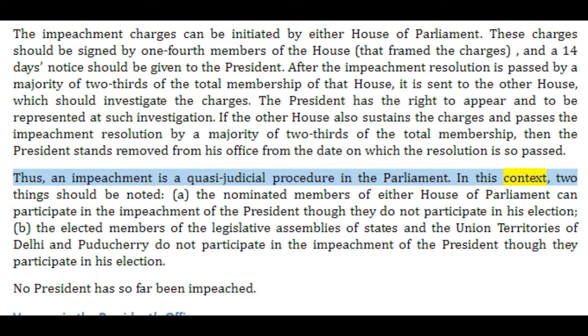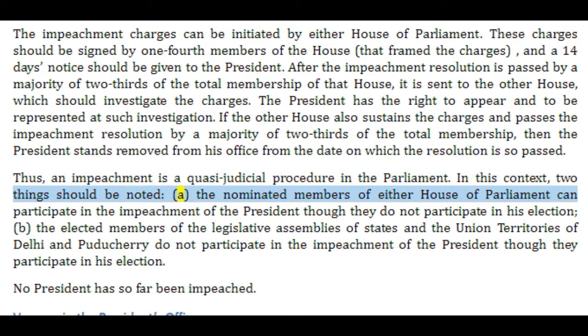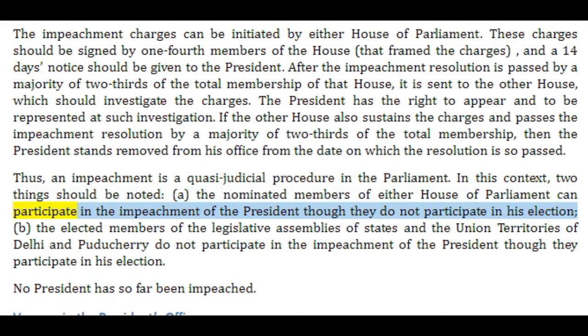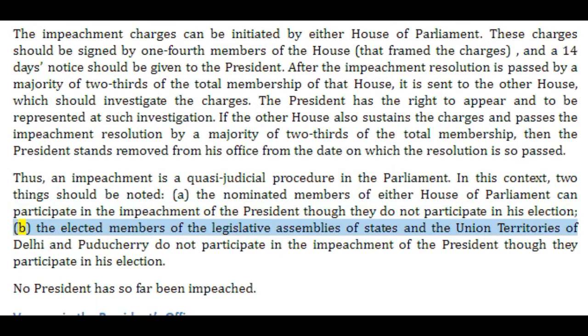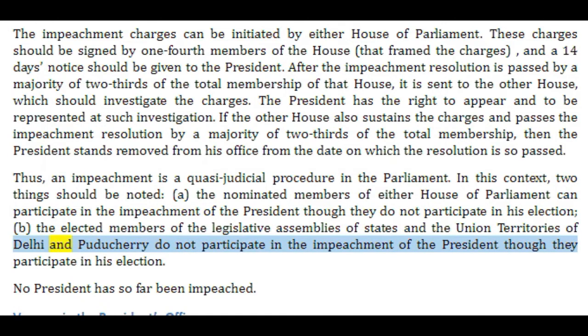In this context, two things should be noted. A. The nominated members of either House of Parliament can participate in the impeachment of the President, though they do not participate in his election. B. The elected members of the legislative assemblies of states and the Union territories of Delhi and Puducherry do not participate in the impeachment of the President, though they participate in his election. No President has so far been impeached.